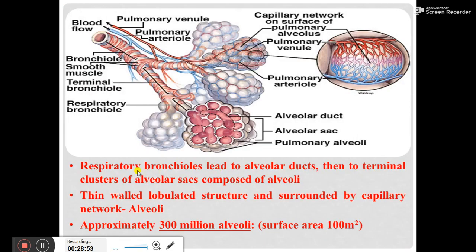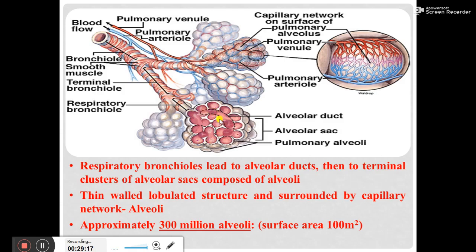Respiratory bronchiole leads to alveolar duct. Where is the respiratory bronchiole? This is the respiratory bronchiole. This was a terminal bronchiole, and terminal bronchiole means last bronchiole, and this last bronchiole will lead into the respiratory bronchiole again. This respiratory bronchiole will lead to the alveolar ducts.